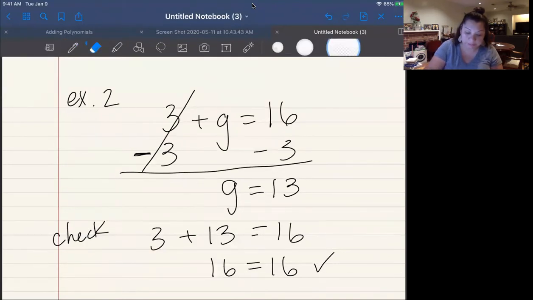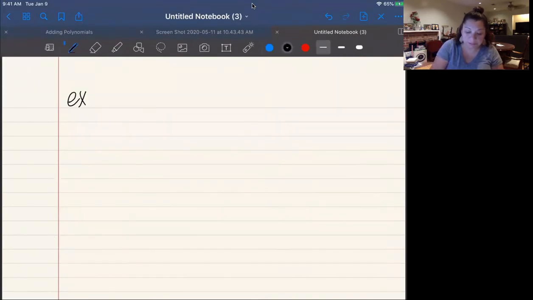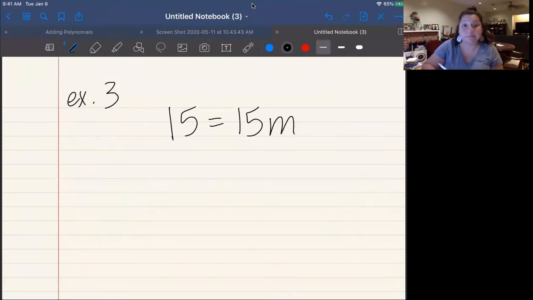Let's do another one. Let's go with number 3. 15 equals 15m. These two, when the 15 and the m are together, that means multiplication. So we have to do the opposite of multiplication, which is division, right? That's the inverse. So we're going to divide both sides by the number 15.